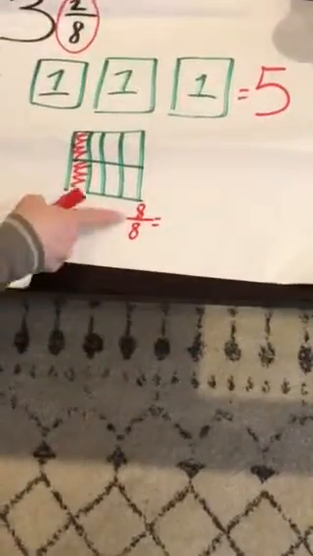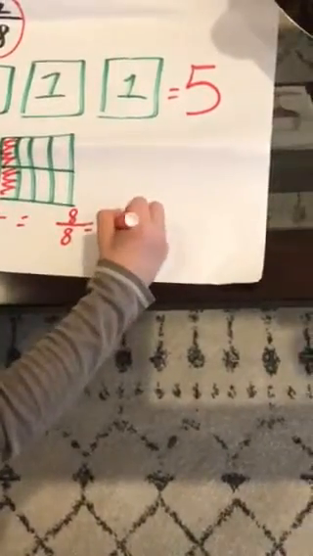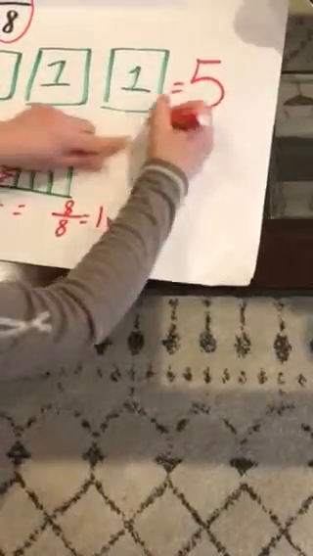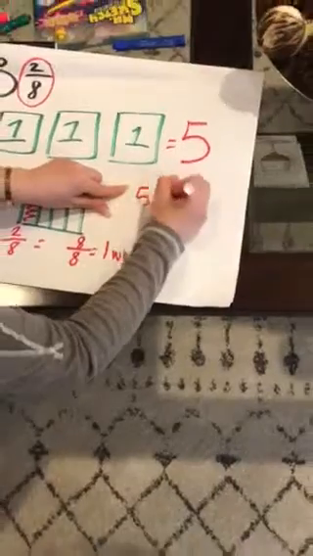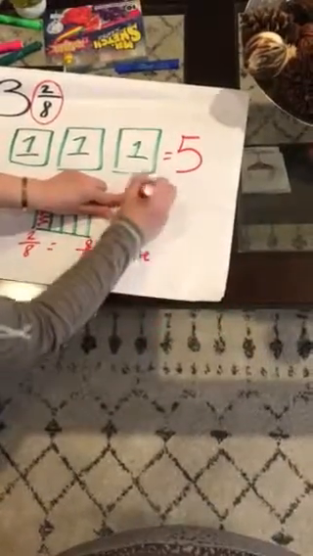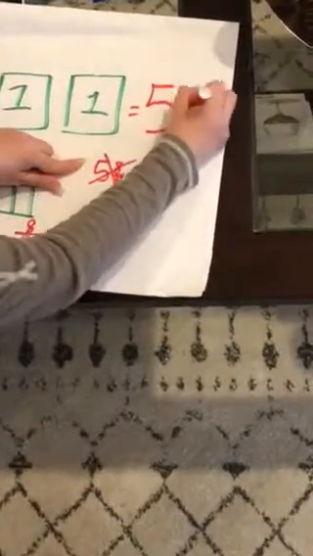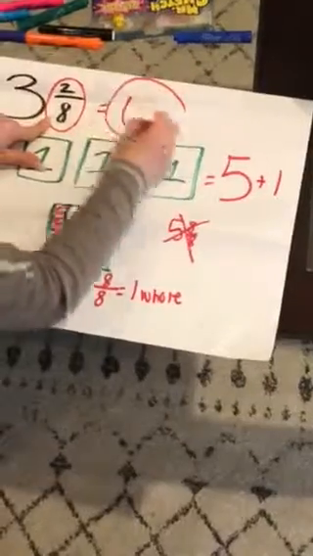And 8 8ths is actually one whole. So what I can do is, my answer would be 5 and 8 8ths. But that's not the way we write fractions. So this one whole actually would be added to the 5. So my answer is 6.